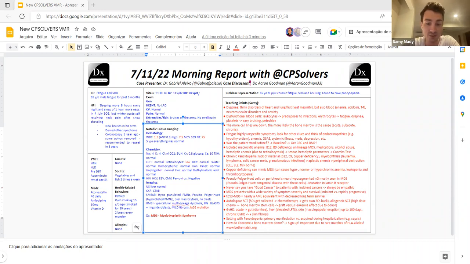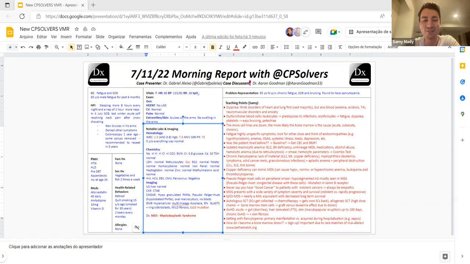Then we had this interesting finding of pseudo-Pelger-Huët cells on peripheral smear, which represent hyposegmented neutrophils, which are mostly seen in MDS. They are called that because there is a normal variant called Pelger-Huët. It's congenital and has these cells, and it's caused by a mutation in the lamin B receptor. But when it's congenital, we don't call it pseudo. It's just called Pelger-Huët. I mistyped that.